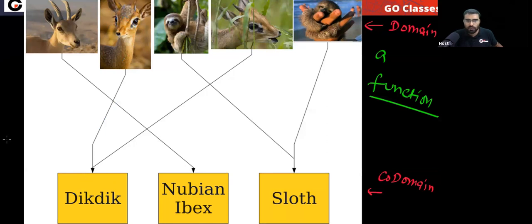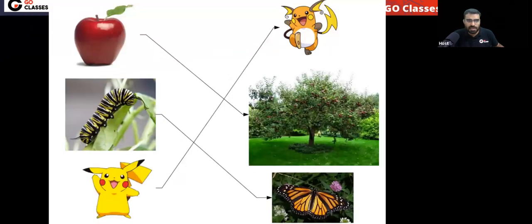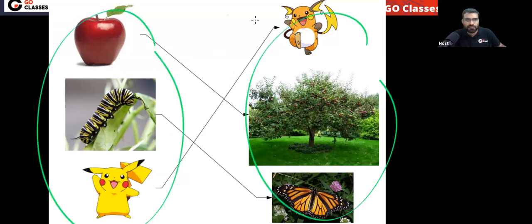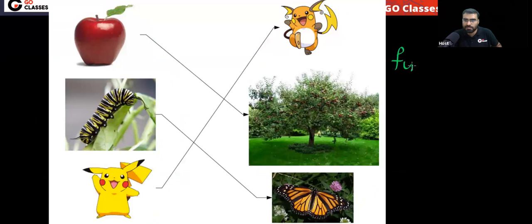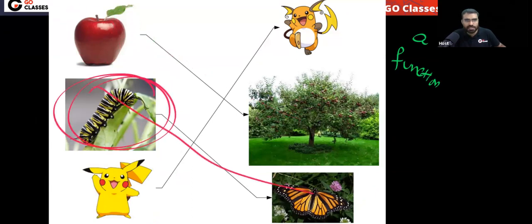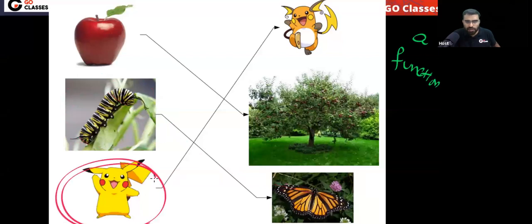What about this? Is this a function? Please tell me. This is the domain. This is the codomain. Yes, this is also a function. You can easily notice every element of the domain has exactly one image in the codomain. Every element of the domain is associated with exactly one element in the codomain. So you can see this is also a function.